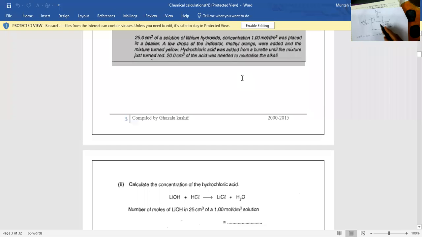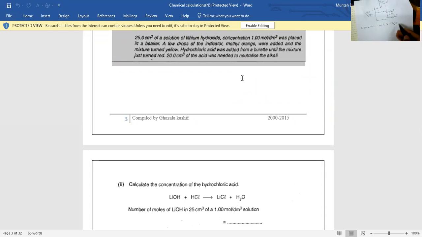So we are using the burette until the mixture just turned red. According to the question, when the mixture turns red, that's when the reaction has been exactly complete. 20 cm cube of the acid was needed to neutralize the alkali. That means 20 cm cube was just enough to complete the reaction. Now, why am I saying exactly? Why am I saying just enough? Because by mistake, you can add more than what is needed, right? Human error is always possible. But I need to know the exact point. I don't want to miss that point.